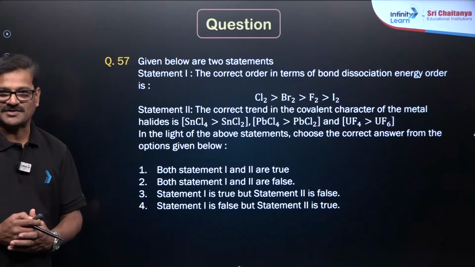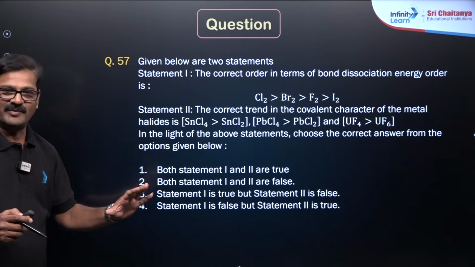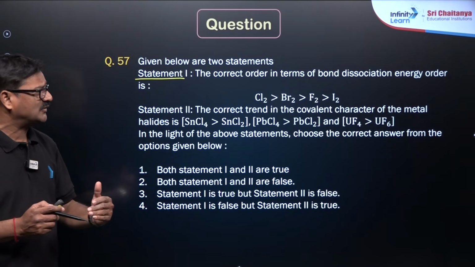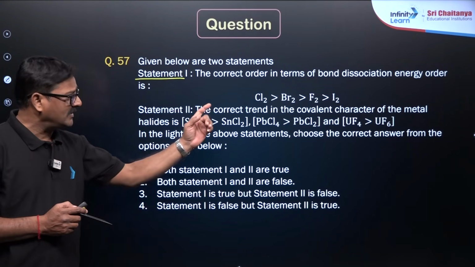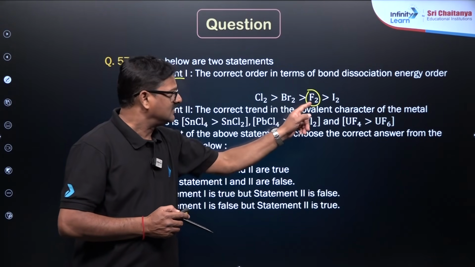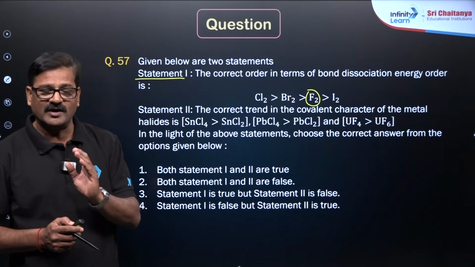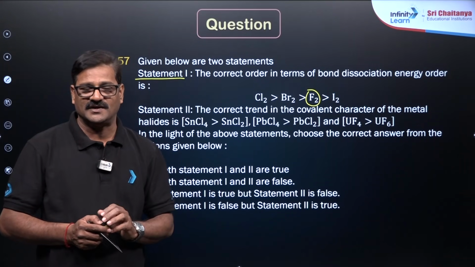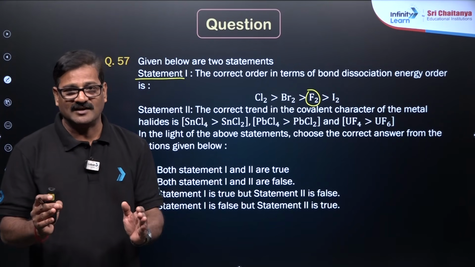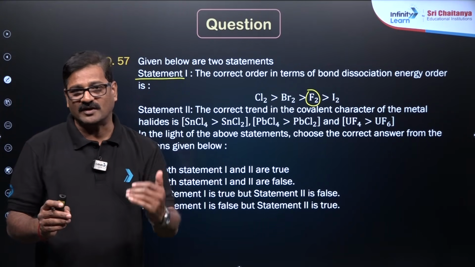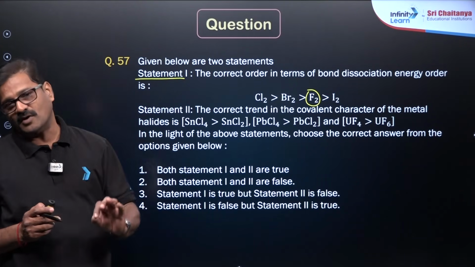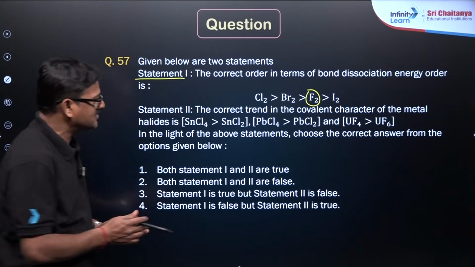Here is one more question based on the p block elements. Here statement 1, the correct order in terms of bond dissociation energy, chlorine is greater than bromine, and less than fluorine, then greater than iodine. Yes, fluorine should have high bond dissociation energy due to extremely small size. Due to inter-electronic repulsions, fluorine bond energy is drastically decreased, and as far as the NCERT bond values are given, this statement is correct.